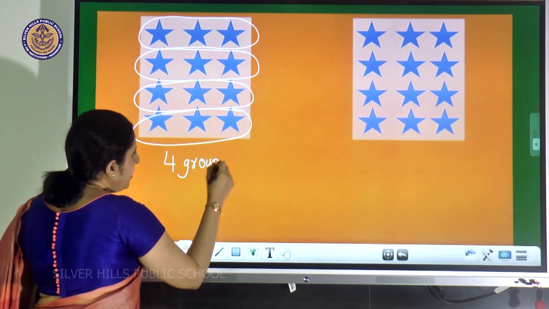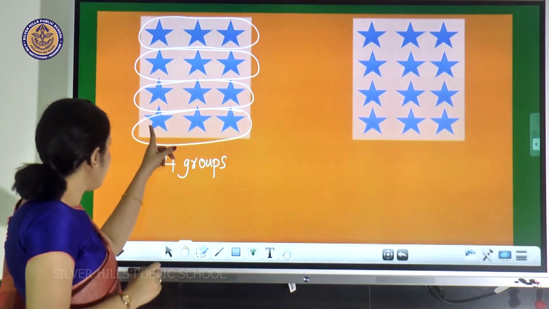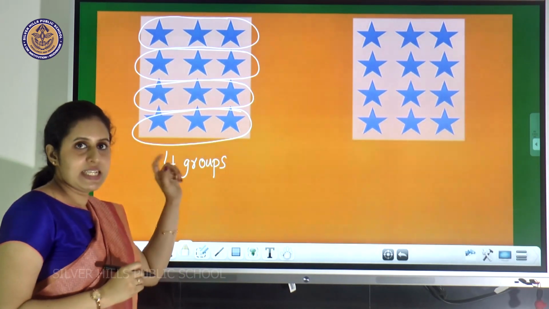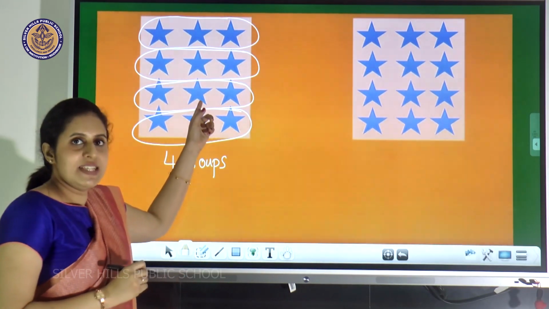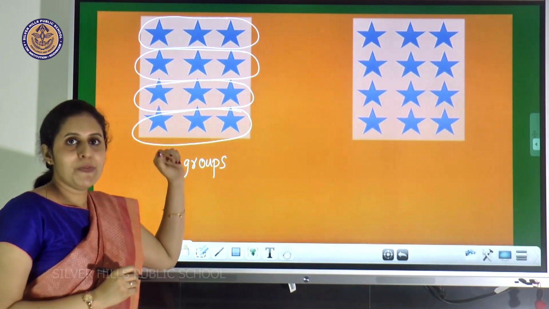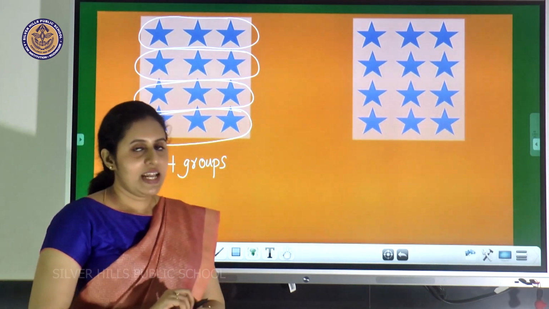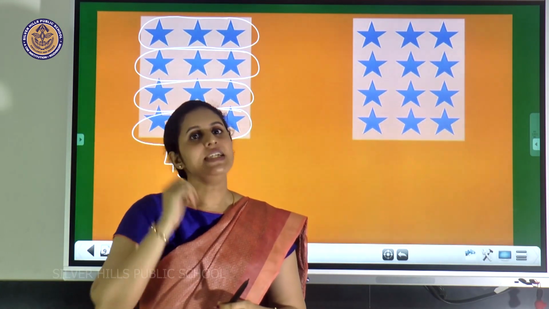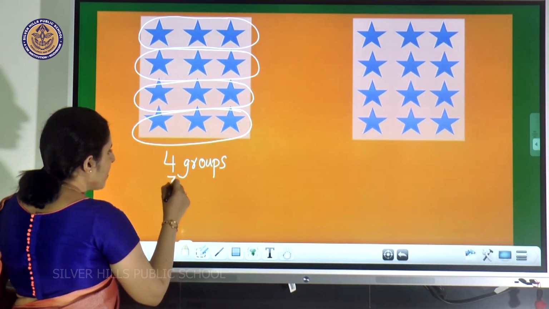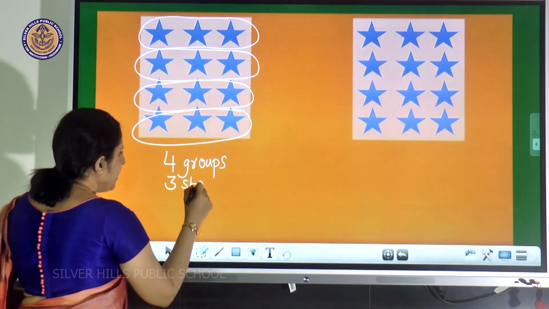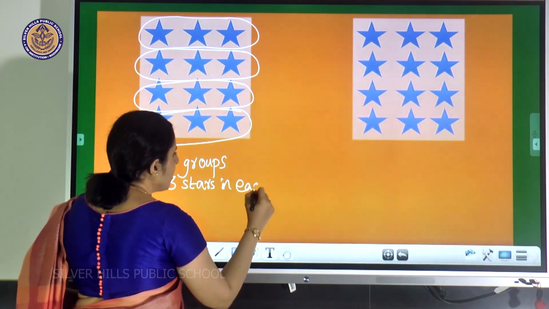Now, children, can you tell me how many stars are there in these groups? 1, 2, 3. Yes, in this group there are 3 stars. What about this group? Same, 3 stars. What about this group? Again 3 stars. That means in all the 4 groups there are how many stars? 3 stars. Okay, so you have 4 groups, 3 stars in each group.